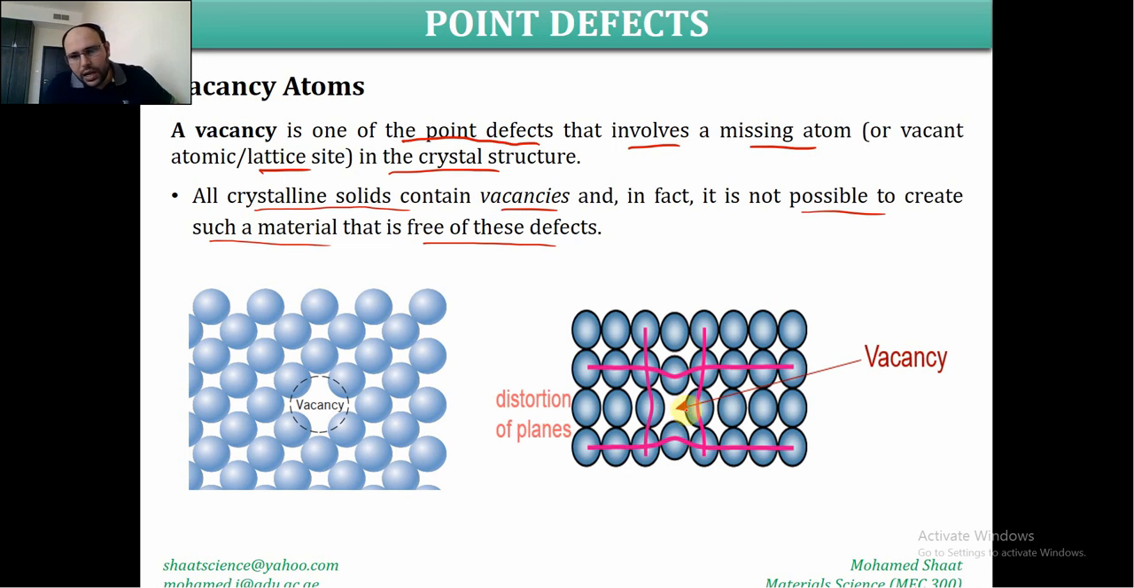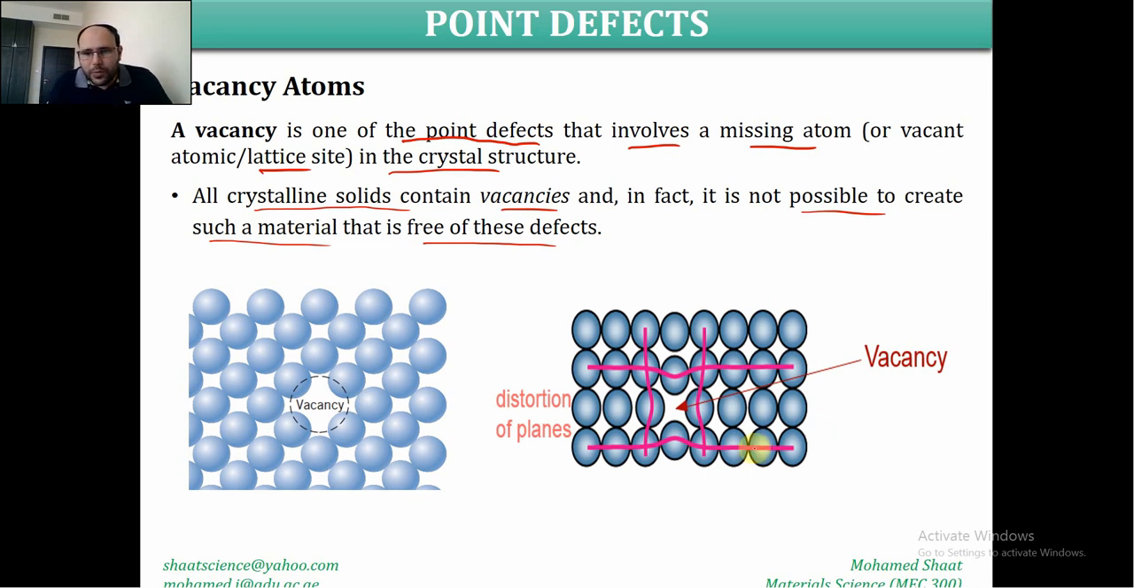Because, for example, as shown in this graph here, there should be an atom. As you can see, we do have one atom, and there should be another atom here, like this one, and this one, and this one. So there is a missing atom, so this will be counted as a vacancy. Vacancy means that this site is empty. This site should be filled with an atom, but for some reason this atom is missing. So it is a vacant atom. It is a vacant lattice site.